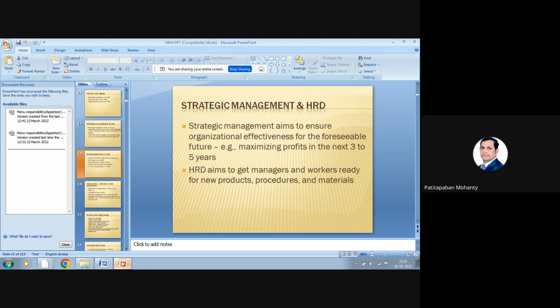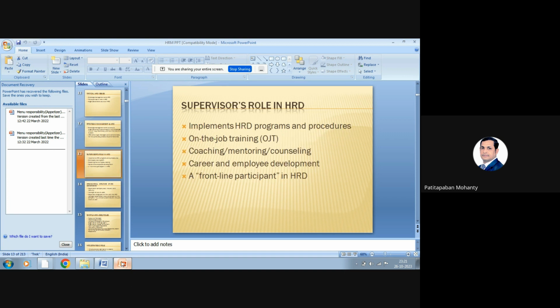So we'll go to the next slide. What is the supervisor's role, or the leader's role, or the manager's role in HRD? The supervisor implements HRD programs and procedures: on the job training, also called OJT, coaching, mentoring and counseling, career and employee development, and is a frontline participant in HRD.